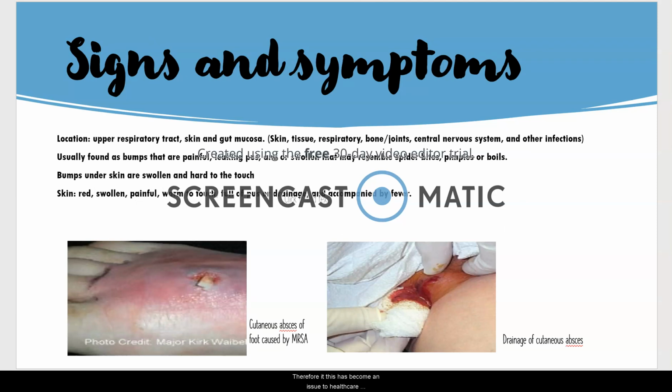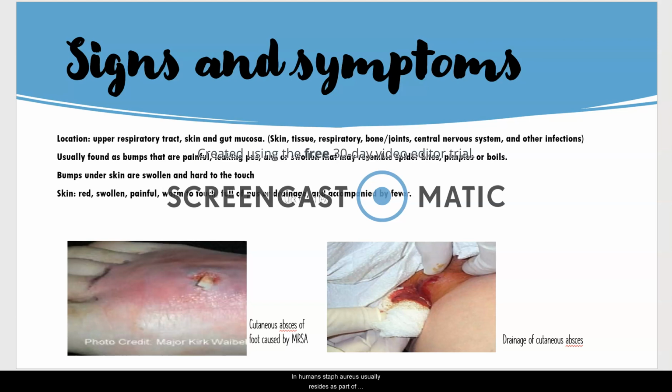Therefore, this has become an issue to healthcare professionals when treating MRSA. This issue has plagued the global community and has become an enigma for scientists, researchers, doctors, and healthcare professionals worldwide. And MRSA has become even more prevalent in healthcare settings. Proper diagnosis from a healthcare professional is required in order to differentiate whether the organism is MRSA or not.